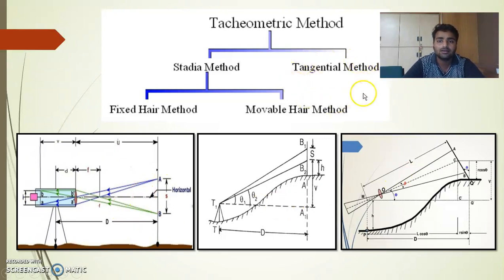And then the other topic is the tangential method, and the tangential method can also be classified into two types. Actually, it is one only, but it can be classified where in one the line of sight is at an inclined angle with the leveling staff, while in the other the line of sight is perpendicular to the leveling staff.